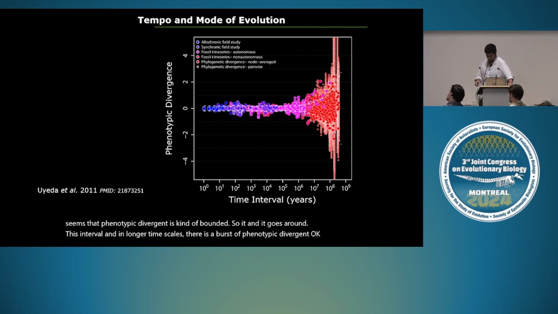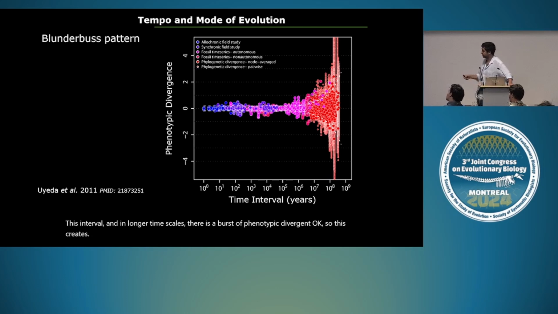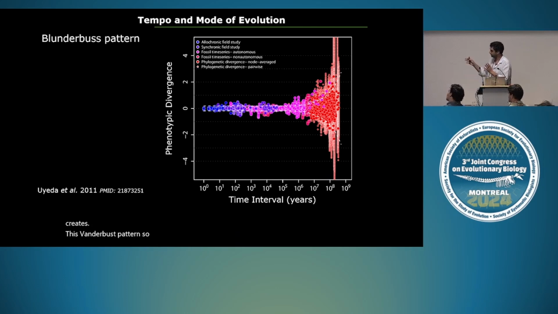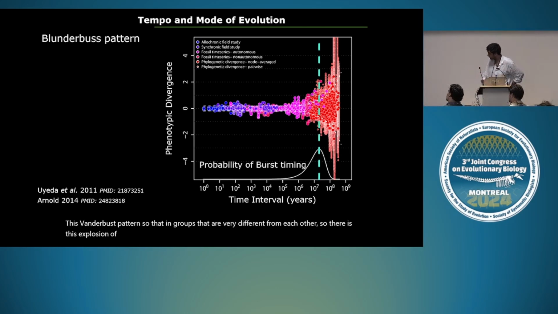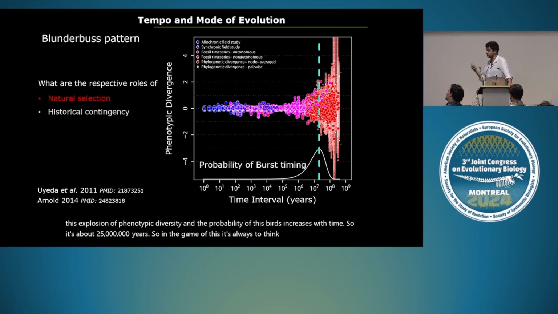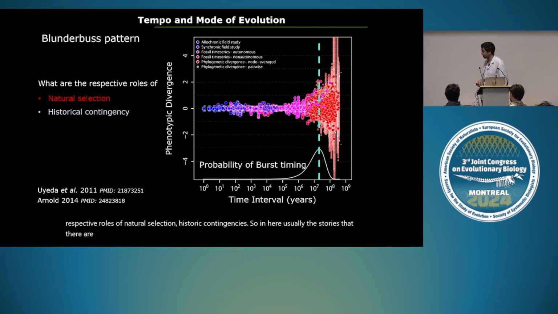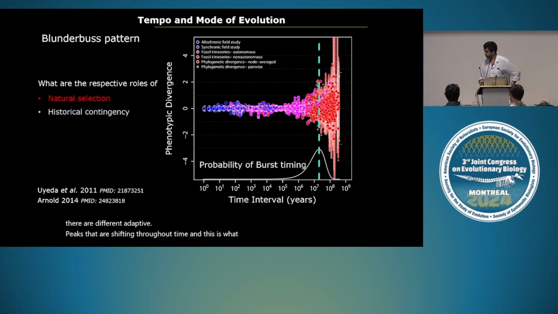This creates a van der Waals pattern, so that in groups that are very different from each other there is an explosion of phenotypic diversity, and the probability of this burst increases with time. Here it's about 25 million years. In thinking about this, it's always about the respective roles of natural selection and historical contingency. Usually the story is that there are different adaptive peaks shifting throughout time, and this is what creates these divergent phenotypic divergences.